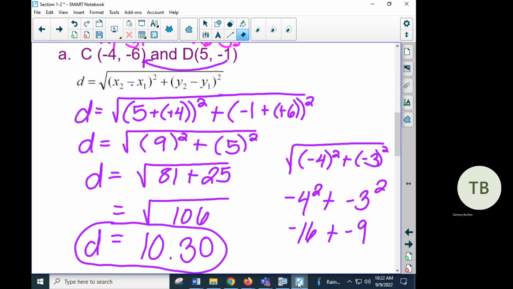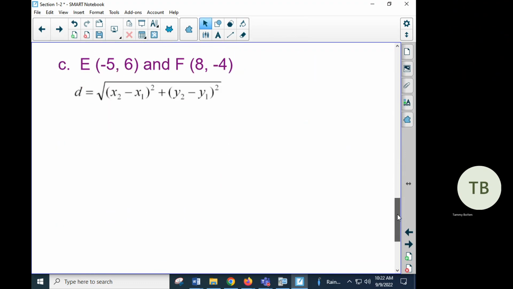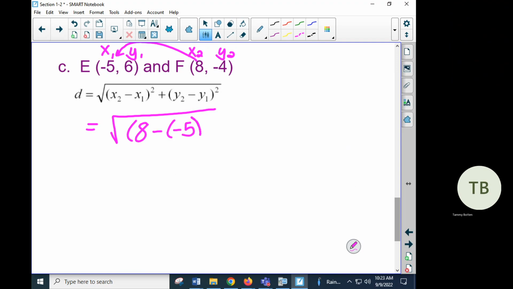So let's do one more and then we'll see how you guys are doing. That's really all we're learning today. So if we go down to this, let's actually go down and do this, just because we didn't do that in the previous problem. So again, we're going to think of this to be x1, this to be y1, and then this is going to be x2, and this is going to be y2. Okay? When we go to put them in, we subtract and we go 8 minus a -5, 8 minus a -5 squared. Okay, and then we go -4 minus 6, -4 minus 6.